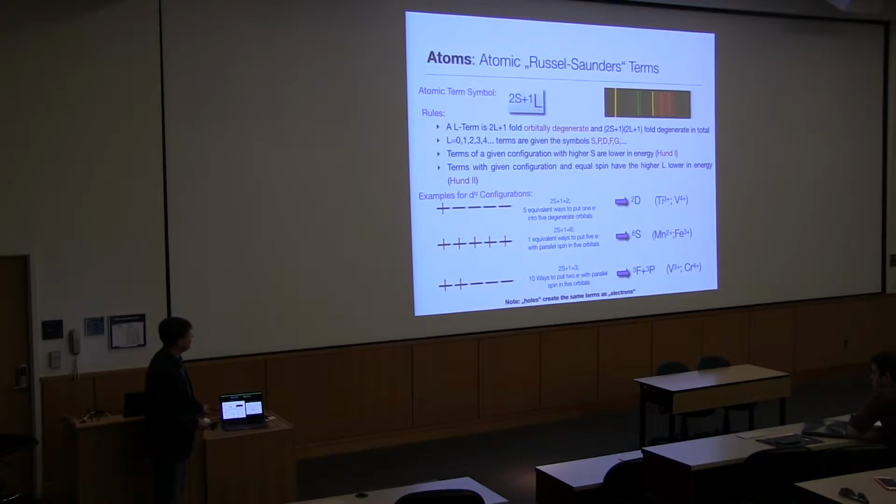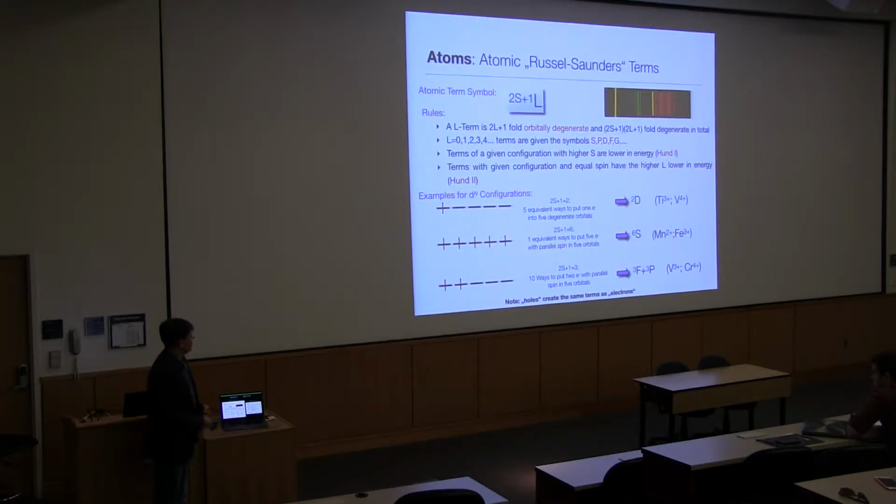But the less trivial cases arise if you have a partially filled shell. And that is the case, for example, here with 2 electrons. Let's say we have 2 electrons that both have spin up. So the total spin must be 1. That means the spin state must be a triplet. But now if you count it out, there are 10 ways to distribute these 2 electrons over the 5 orbitals, both with spin up.